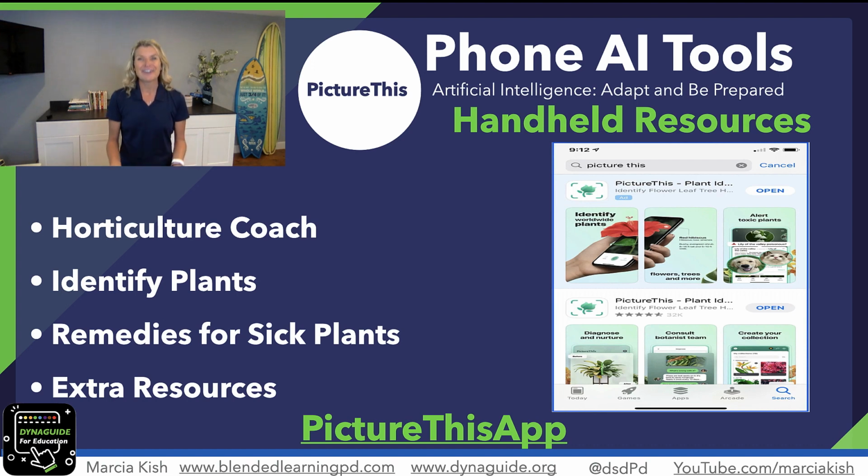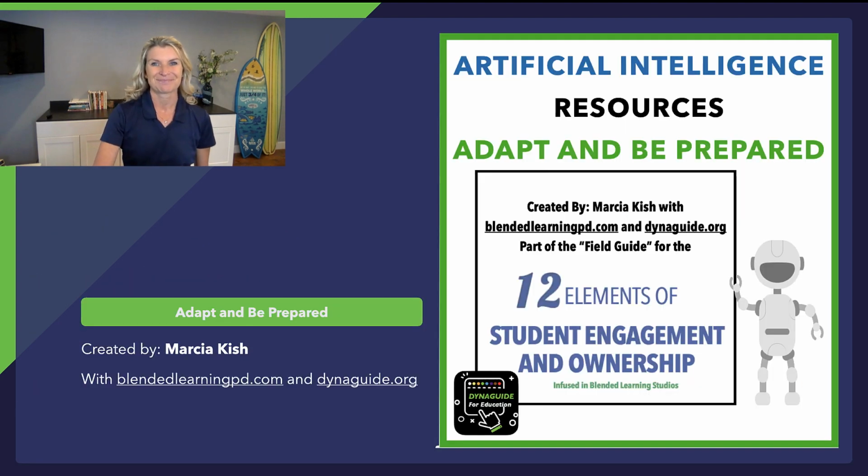This is a phone AI tool that we use all the time. When we're pulling out weeds around the house, we want to make sure it's a weed and not poison ivy. So we'll take a quick little photo to make sure that we're pulling out a weed. Also, we definitely use this to figure out if our plants are sick. It'll give us cures and remedies on how to increase the health of that plant. It is a paid app, but this is one that we're always going, oh, what kind of tree is that? Oh, what kind of plant is that? So we do like Picture This.